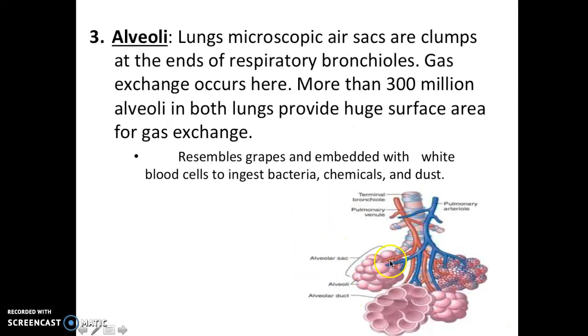At the very end of that, you have these little sacs, and this is where gas exchange occurs, and they're called the alveoli. You have more than 300 million alveoli in both your lungs, and it's a huge surface area for gas exchange. They kind of look like grapes when you look at them, and they're covered in capillaries. So this is where all your gas exchange occurs. It's where your oxygenated blood would come in, deoxygenated blood would come out, type of deal.